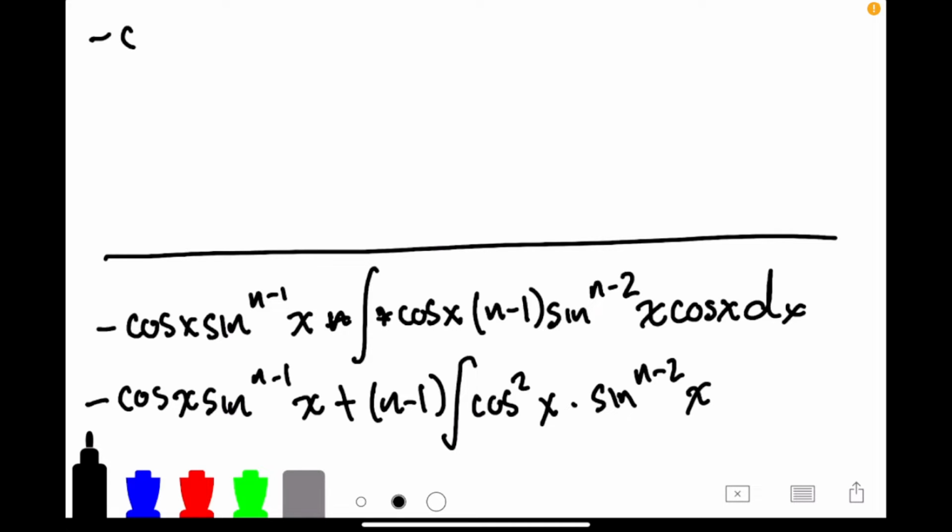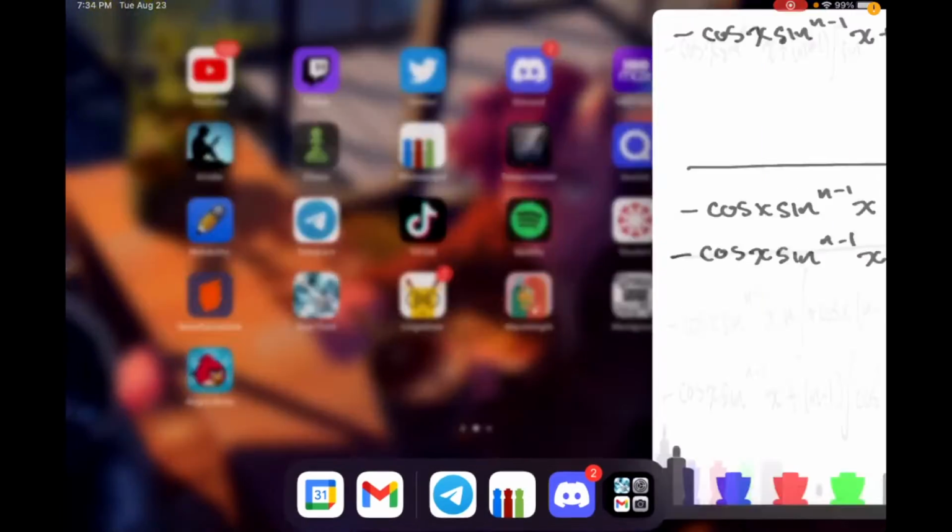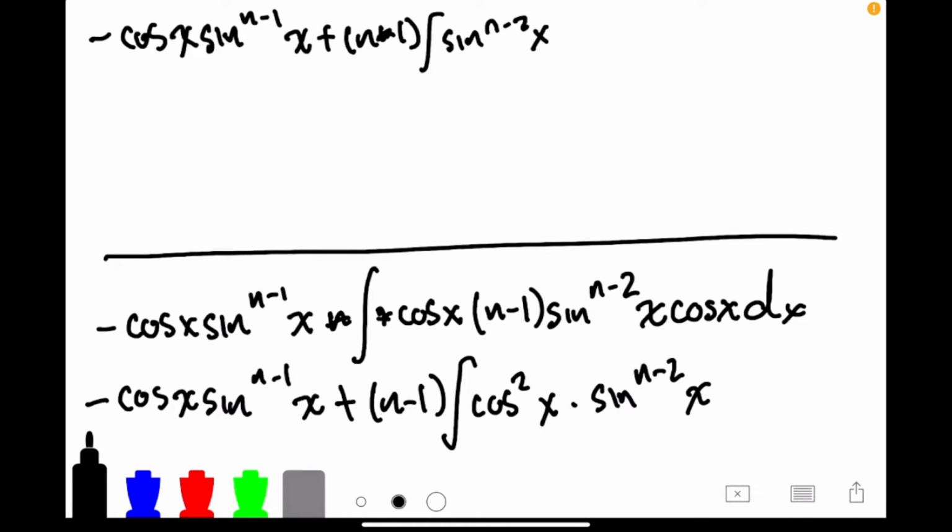They keep the formula as normal and then just split this integral into two using that cosine of x plus n minus 1 sine n minus 2 of x dx minus n minus 1 integral sine n x dx.